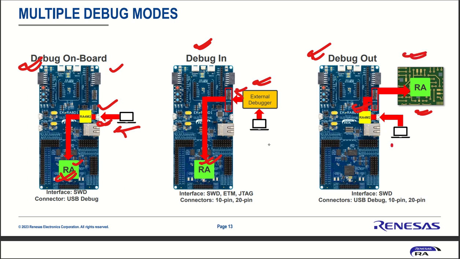So what you will do, your laptop you will connect through USB, and this USB will be utilizing this particular debug circuit, and this debugger will be connected through the SWD connector, and this SWD connector will be connected to your developed board. Got it? So it can be utilized for your USB debug or 10 pin or 20 pin both, and debug in will be utilized for 10 pin and 20 pin both, and debug on board only will have SWD and USB connectors. Got it?